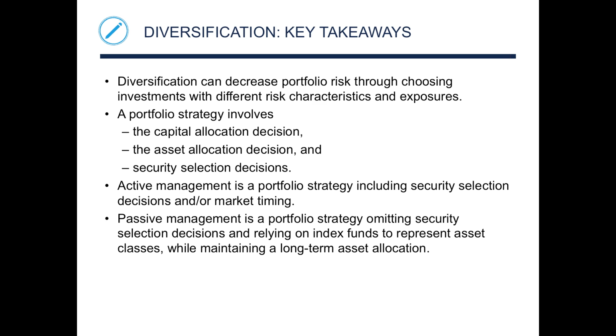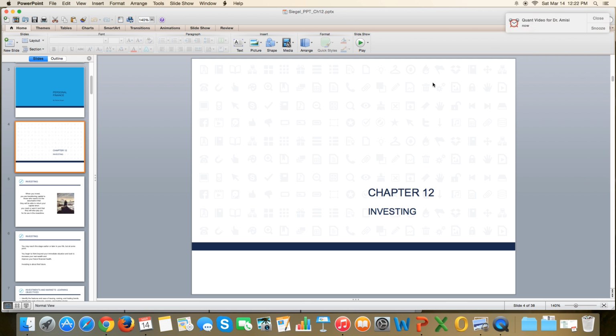Diversification can decrease portfolio risk through choosing investments with different risk characteristics and exposures. A portfolio strategy involves capital allocation decision, the asset allocation decision, and security selection decisions. Active management is a portfolio strategy, including security selection decisions and/or market timing. Passive management is a portfolio strategy omitting security selection decisions and relying on index funds to represent asset classes while maintaining a long-term asset allocation. And that's basically what was meant in this chart here, but the summary explains it a little better.